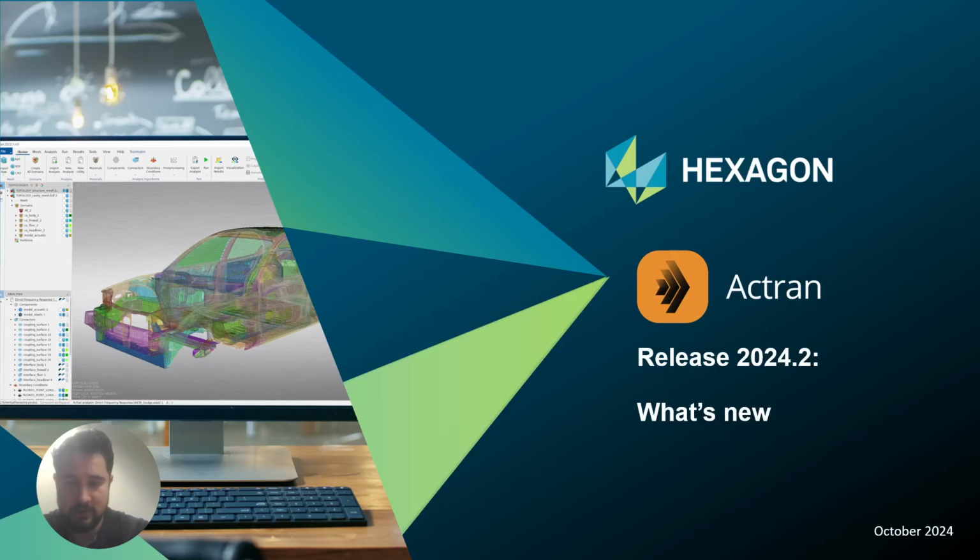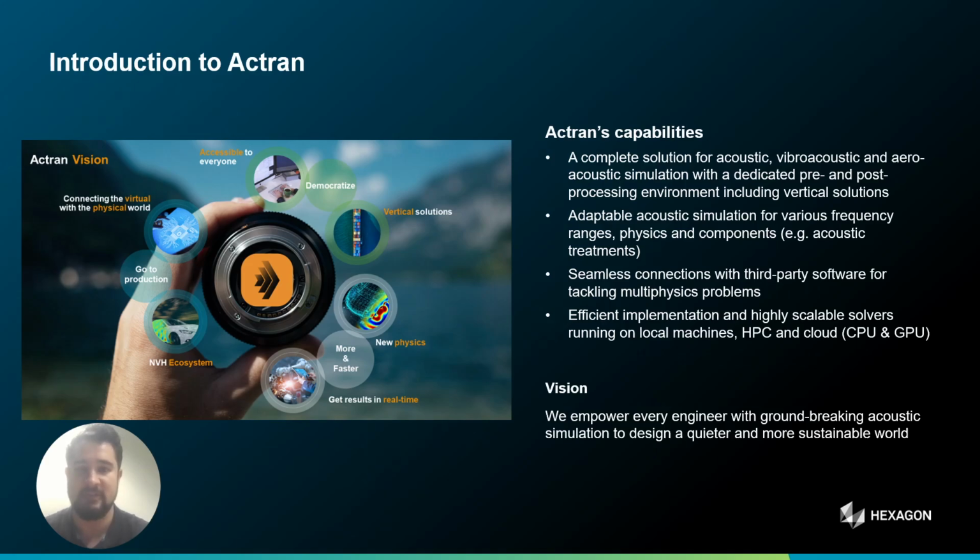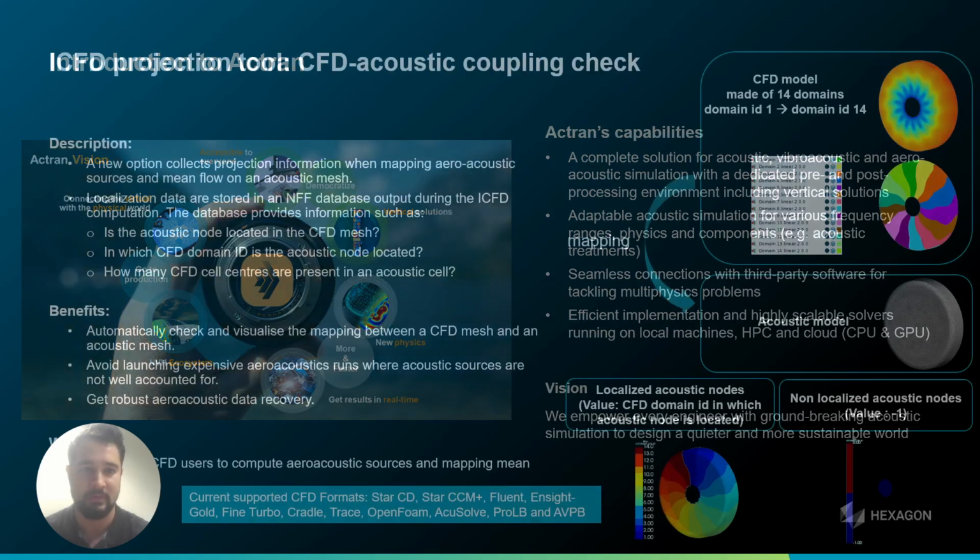So for those of you who aren't familiar already with Actran, I'm just going to give a quick brief introduction. Actran is a finite element-based acoustic solution that can solve aeroacoustic and vibroacoustic problems. We empower engineers to develop quieter products and build a more sustainable world.